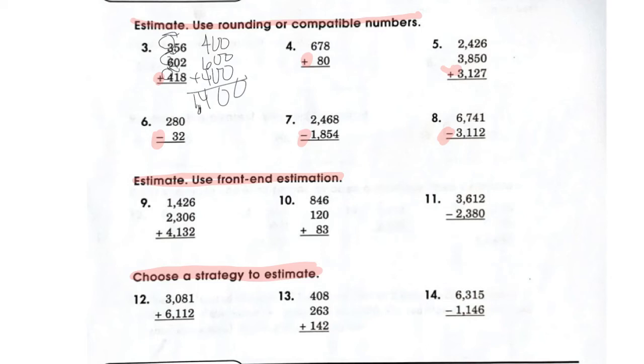Now, 9, 10, and 11, it says use front-end estimation. If you remember from front-end estimation, you are supposed to add up the first digits or subtract them. So I have 1 plus 2 plus 4. That's 7. Okay, so that would be 7,000. Notice I'm leaving some space over here because I can finish my problem off right there. That's supposed to be a plus.